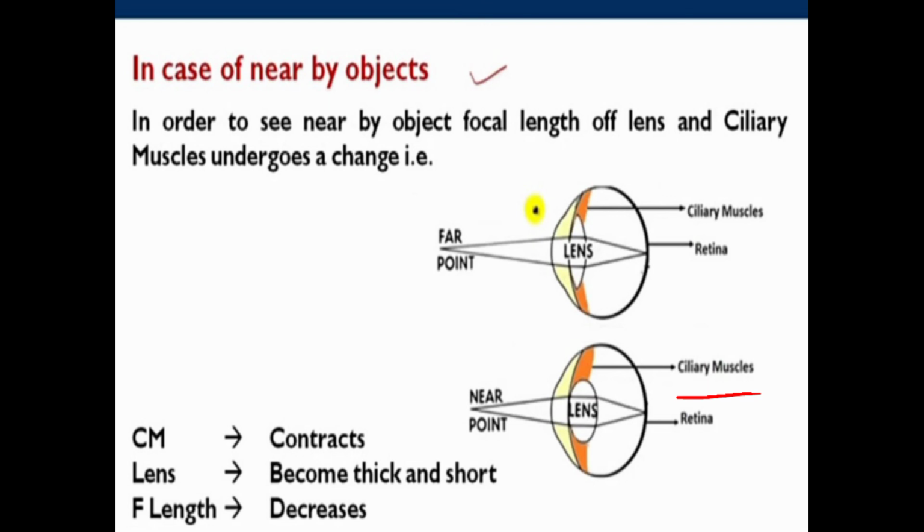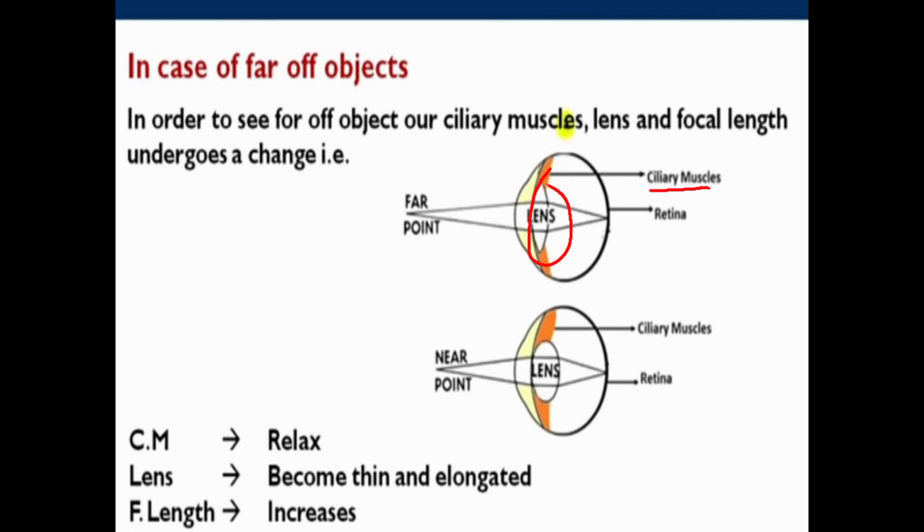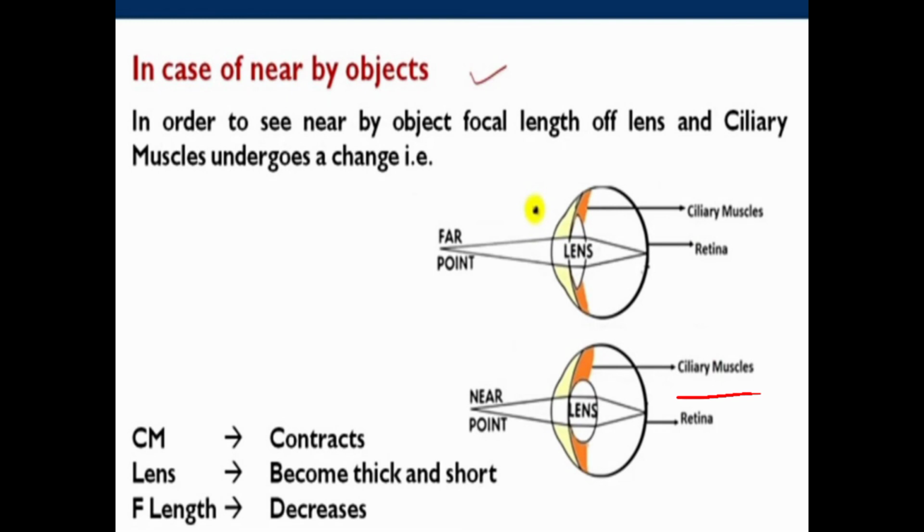So how can the focal length be increased? If the ciliary muscles relax, the lens becomes thin and long, and due to this the focal length increases. For nearby objects, if the ciliary muscles contract, the lens becomes thick and short, and because of that the focal length decreases. So then only we are able to see the nearby objects.